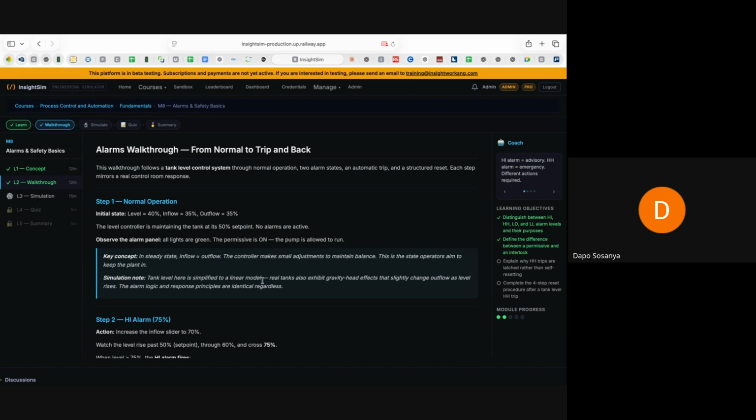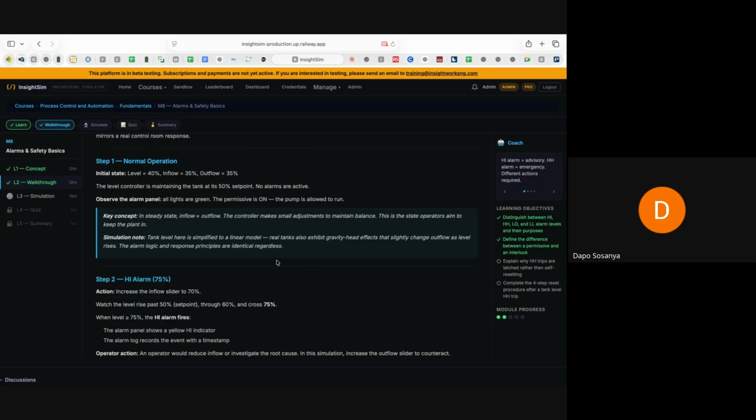So tank level is simplified to a linear model. Real tanks also exhibit a gravity head effect that slightly changes outflow as level rises. The alarm logic and response principles are identical regardless. So that's step one, normal operation.